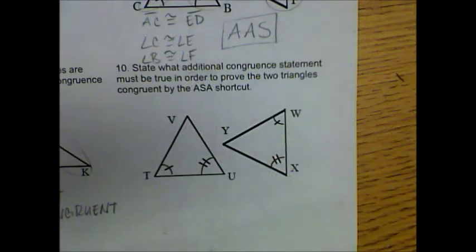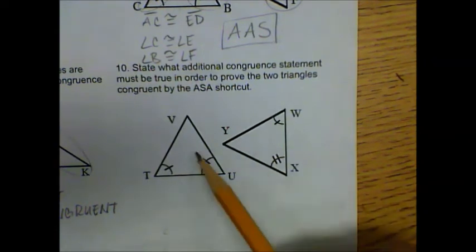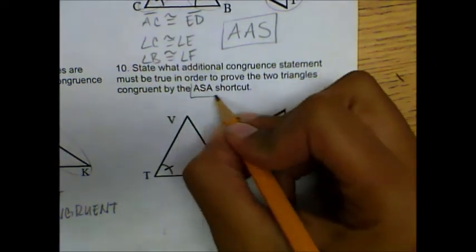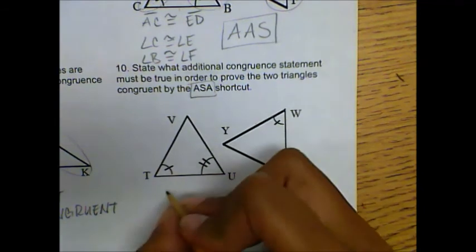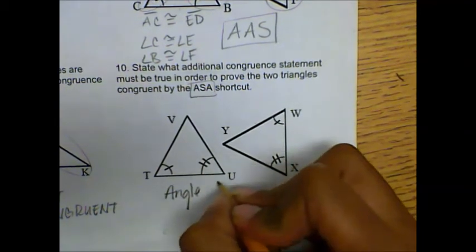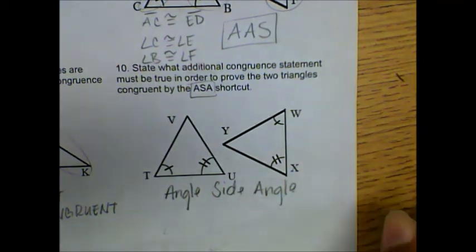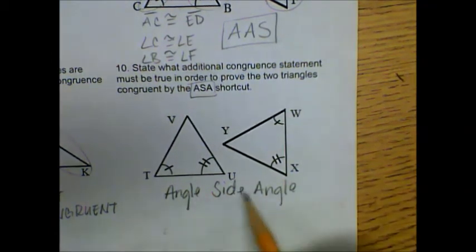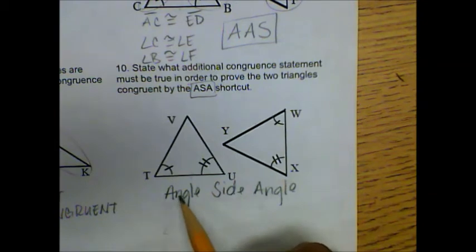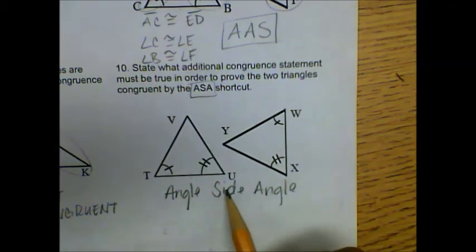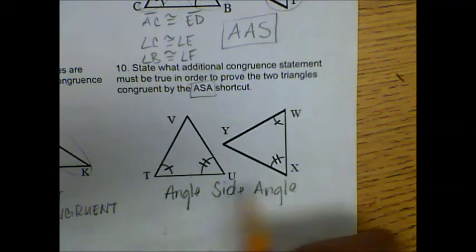Alright, number 10. State what additional congruent statement must be true in order to prove the two triangles congruent by ASA. Now ASA stands for angle, side, angle. Now again, order matters. So in order for us to use this congruency shortcut, you have to have an angle, the side in between them, and the angle. So this side is connecting these two angles.